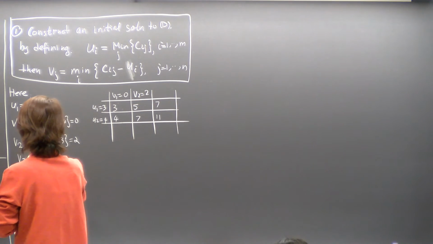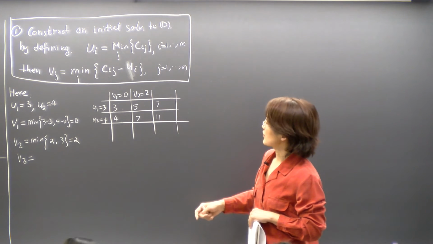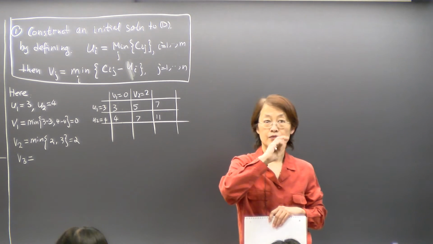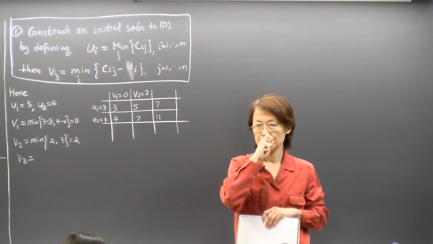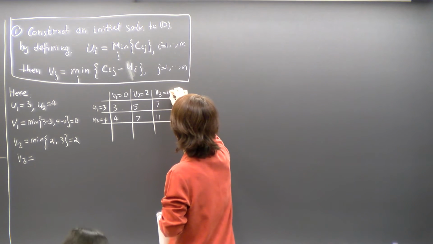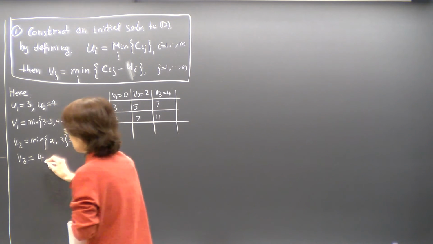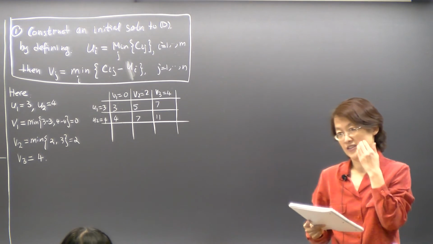Will we be able to find v3 quickly? 7 minus 3, 4. 11 minus 4, 7. What do we get? v3 is 4. Is that clear? That's the initial guess.